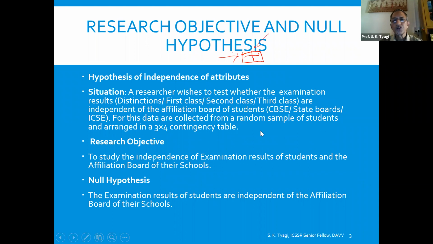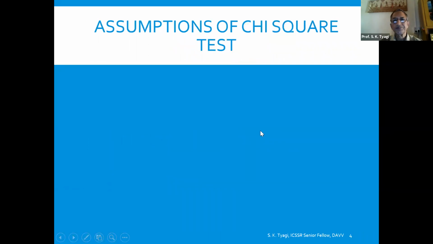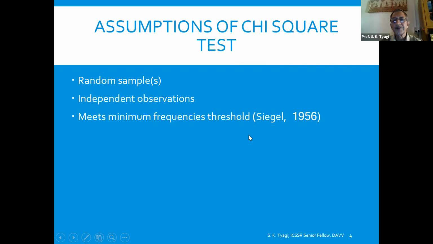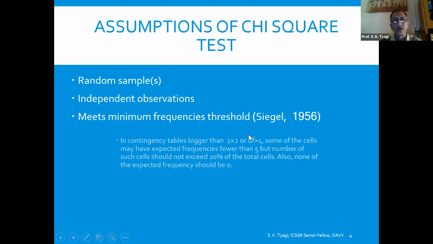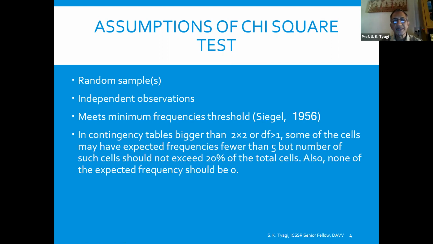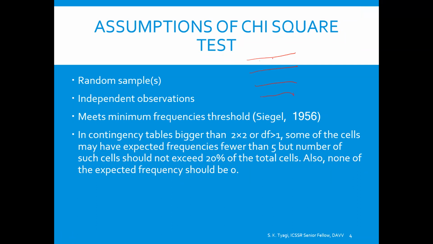Now we come to the assumptions. Assumptions are almost the same: random sample, independent observation, and minimum frequency threshold. And in a contingency table bigger than 2 by 2, we will have degree of freedom greater than 1. If we have a 3 by 4 contingency table, 1, 2, 3, and 1, 2.